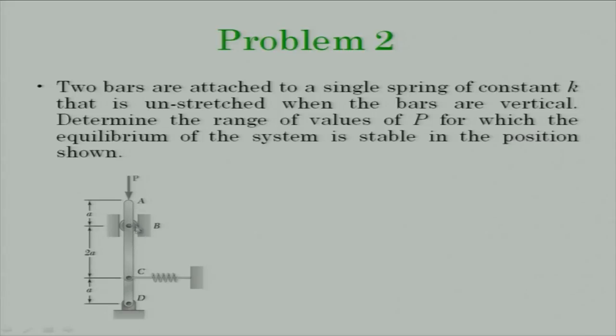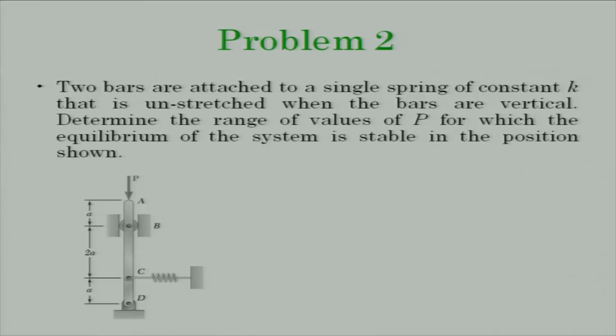This rod AC is guided by a roller within these two sets of guides. At point C, we have a pin connection. Now what we are doing here is that this spring at C, a horizontal spring, is connected to point C and connected to another rigid support. All the dimensions are given to us. Now what we are asked to do in this problem is determine the range of values of P for which equilibrium of the system is stable in the position shown.